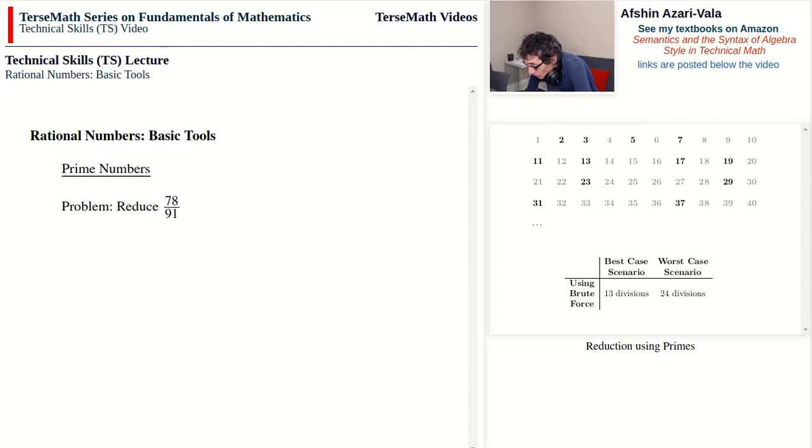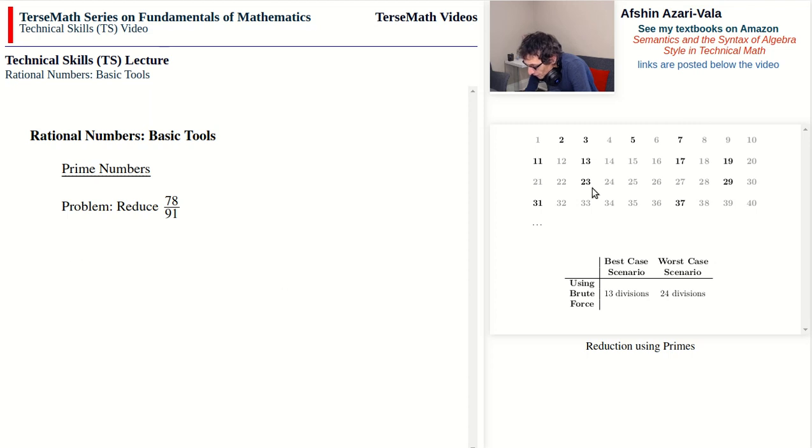Now these are not odd numbers. For one thing, 2 is a prime, but it's not odd. And also 9 is odd, but not a prime. So there is a difference between prime numbers and odd numbers. And these are the only numbers that you need to try when you, let's say, reduce a fraction.